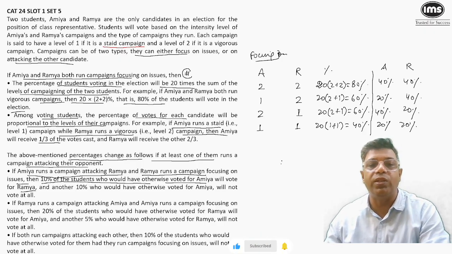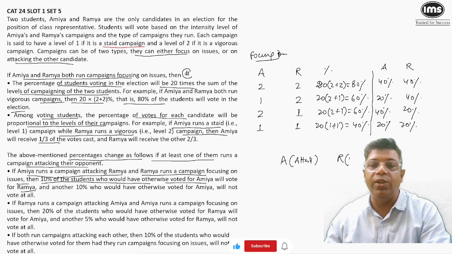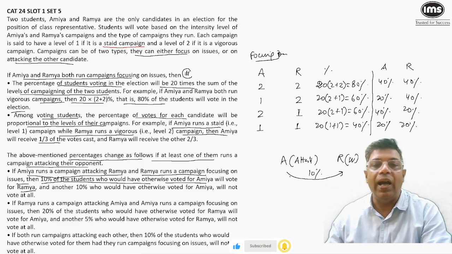It means suppose Amya is running an attack campaign, and Ramya is running, let's take, an issue campaign. In that case, 10% of the voters, those who are voting for Amya, will shift to Ramya, and another 10% will not vote.